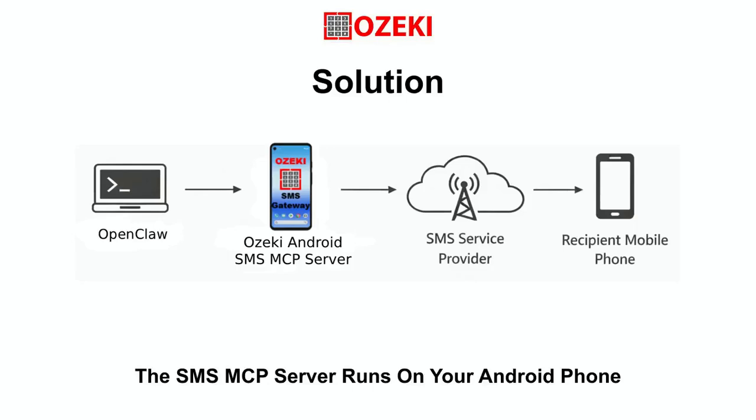OpenClaw plus Android phone equals AI SMS in 5 minutes. Here's the exact config you need to make it work. How does it work? OpenClaw sends the message to your Android mobile phone that has the SMS MCP server installed. The Android mobile then sends the SMS through the mobile network to the recipient.